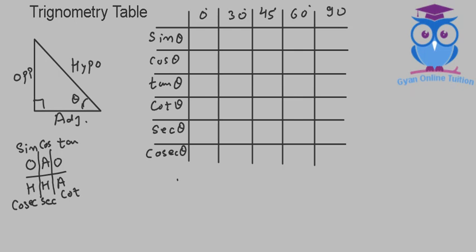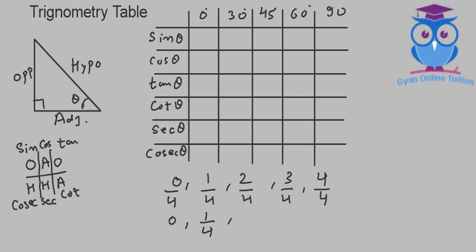So let's write the numbers 0, 1, 2, 3, 4. Then divide each number by 4. We do not want decimal values, we just want fraction values. So this becomes 1 by 2, we divide 2 by 2 and 4. This will become 3 by 4, and 4 divided by 4 is 1. Let's take the square root of every number.